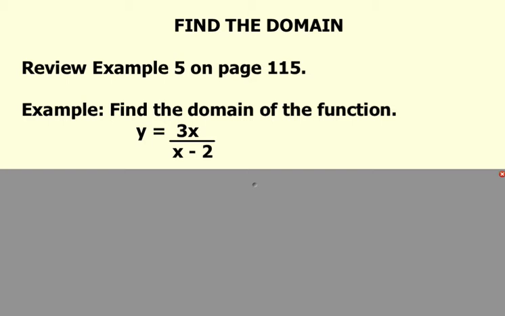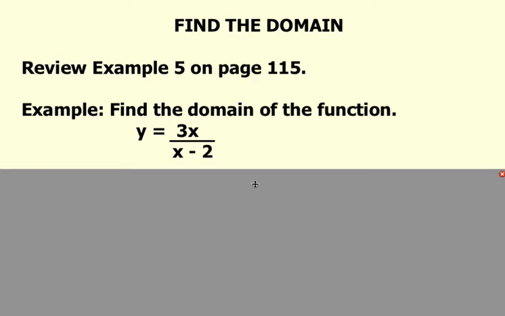So here's a function, otherwise known as an equation, y equals 3x divided by x minus 2. What this question wants you to do is find the domain. In a previous lesson, we discussed what the vocabulary word domain means. It is referring to all the possible x values in this function.